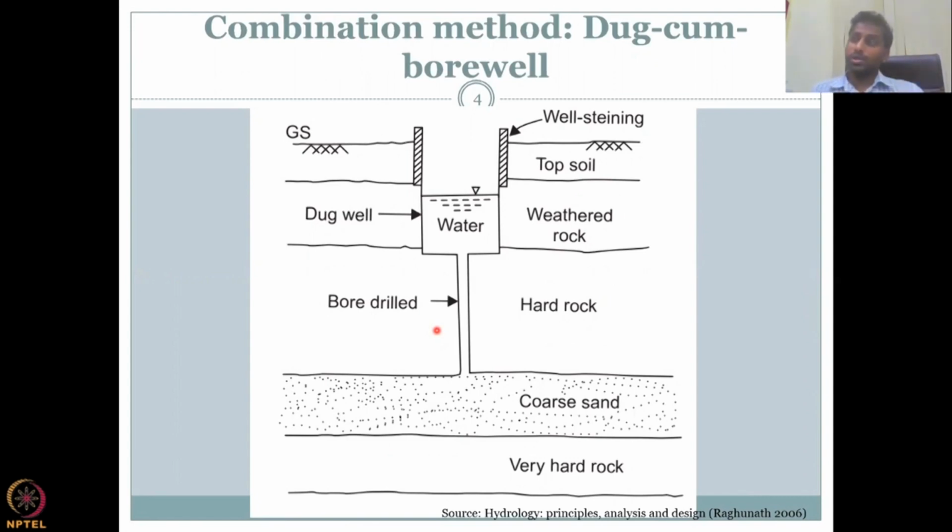Now there is also something called a combination, which is called the dug cum bore well. Which means you dig first, you make the first well, which is a dug well. Until here you do a dug well. And then after that, you go down into the dug well and drive your second well. Initially, in the normal scenario for a dug well, you would stop here. But once this water level has gone down and this water is not enough, what farmers do is get inside the well and start drilling another well.